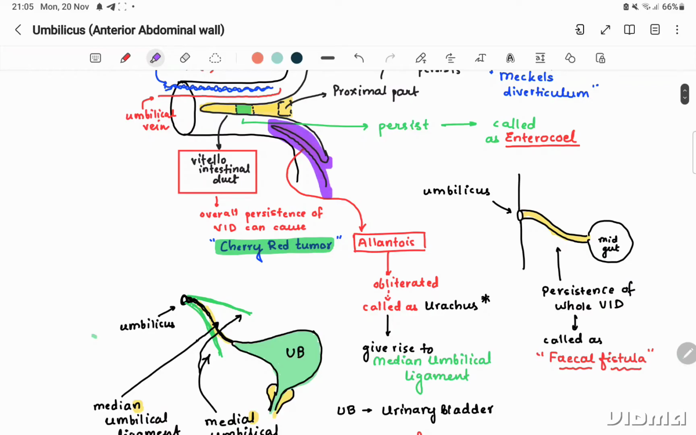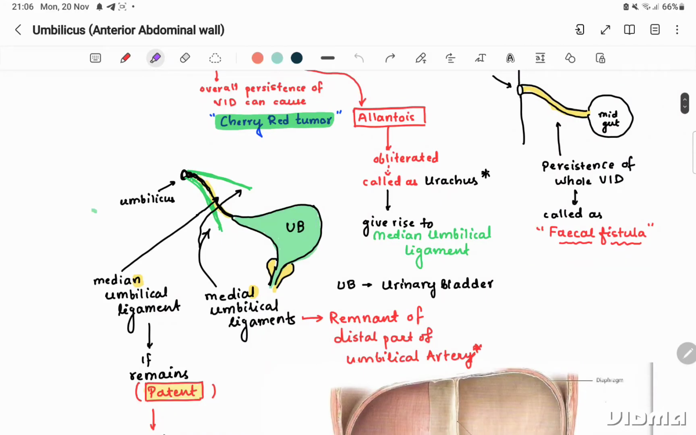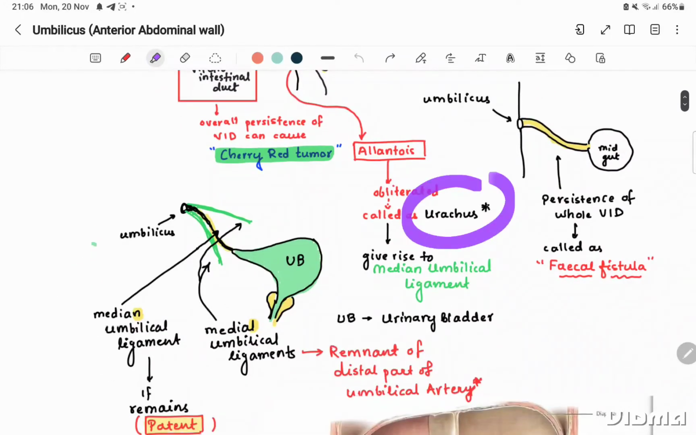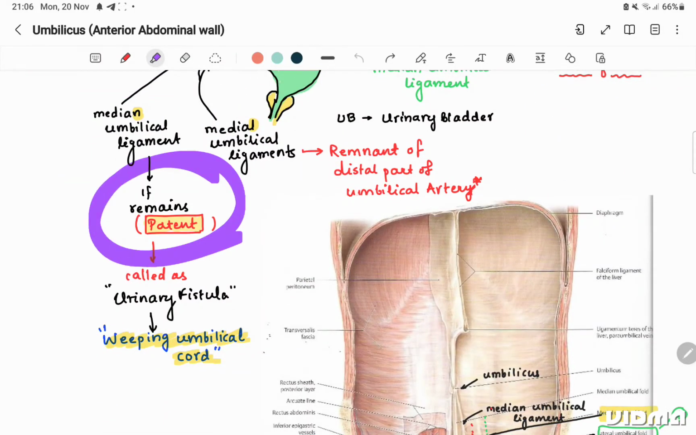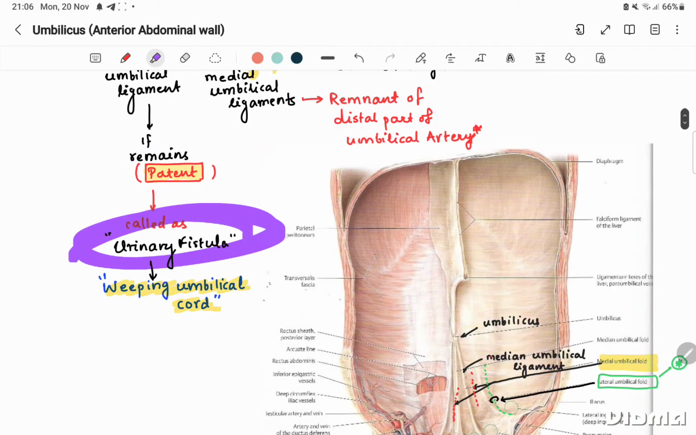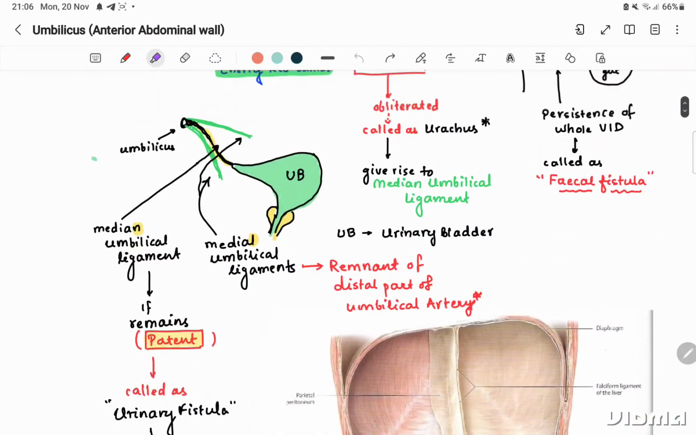Okay, and this projection is called the allantois, and the obliterated allantois is called the urachus, and this urachus gives rise to the median umbilical ligament. Just remember from the previous discussion on the pelvis, this is the urinary bladder. We had the ligament connecting the umbilicus to the urinary bladder, that is the median umbilical ligament. If this median umbilical ligament remains patent or persists, it is called a urinary fistula, which is called a weeping umbilical cord, like the umbilical cord will weep due to the leakage of urine.